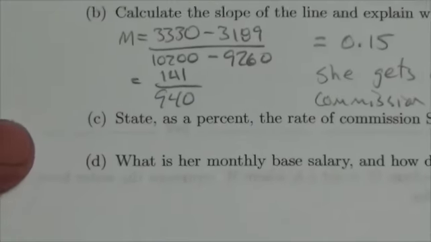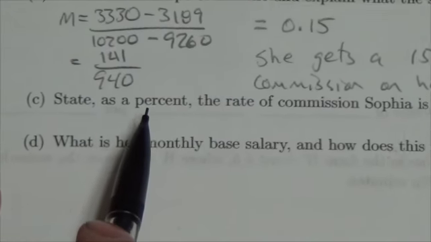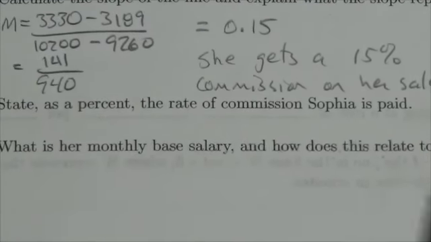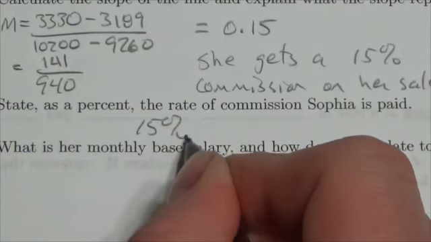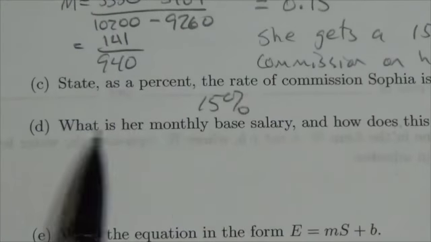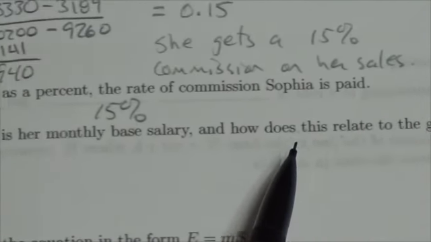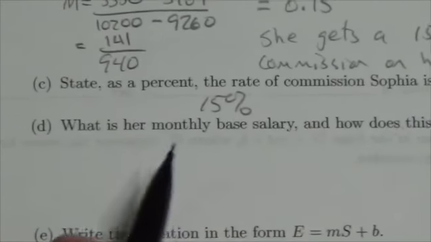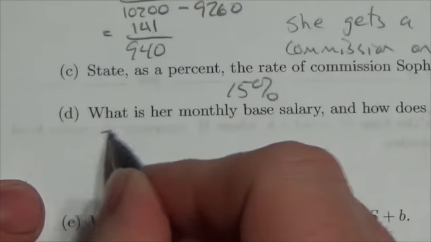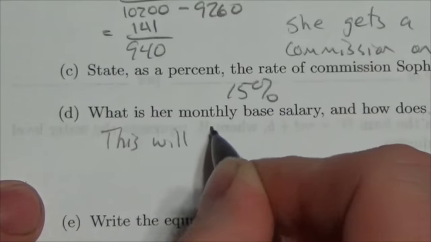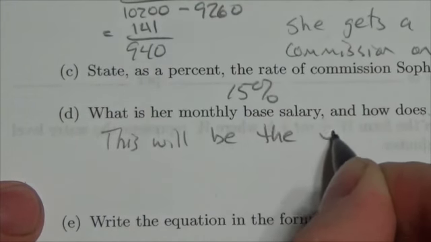Oh, I already jumped the gun here. The next question was to state as a percent the rate of commission Sophia is paid. Okay, 15%. Now, what is her base monthly salary, and how does this relate to the graph? Well, we've mentioned this before. This will be the y-intercept.